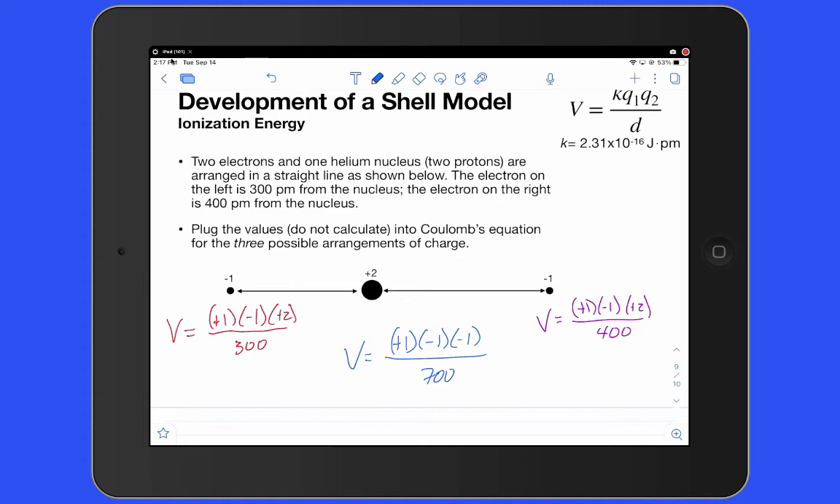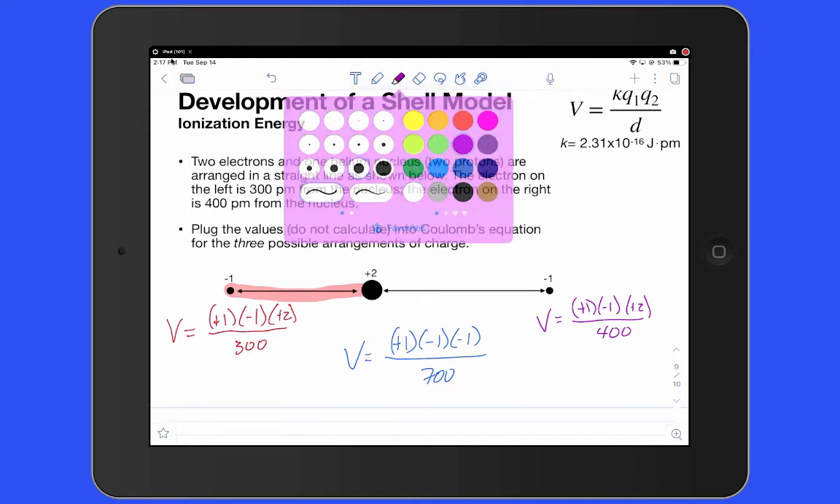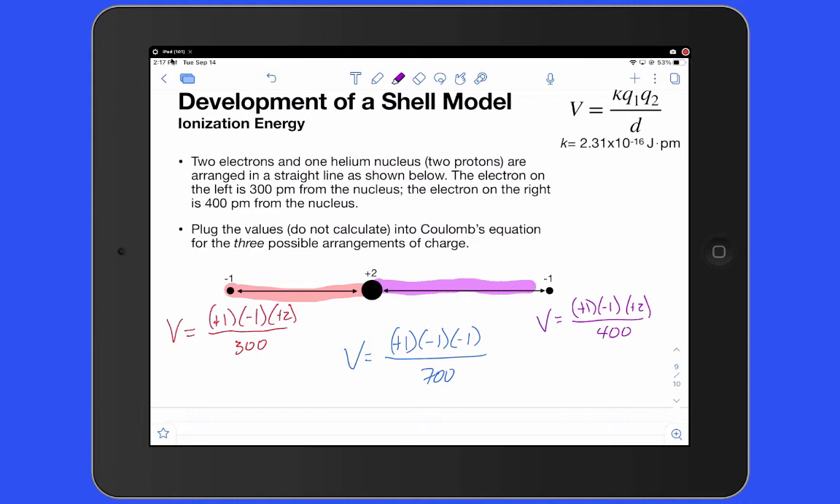I'm sorry, that's the +2 in the middle. So I'll use my highlighter here. What's happening is that this corresponds to the red, and this corresponds to the purple. Does that make sense?